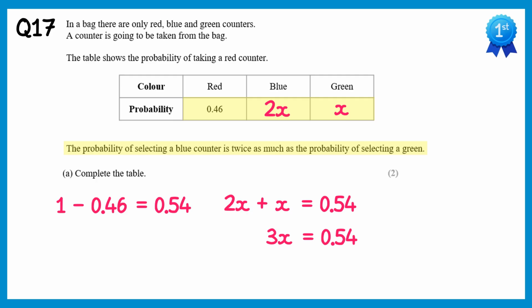So in order to find x, we could just divide both sides by 3, divide the left by 3 and you get x, and the right by 3 is 0.18. So we find that x is 0.18, so in the table where we've got that x, we can replace that with 0.18, and the 2x's can be replaced with 2 lots of 0.18, which is 0.36. So that's the table completed.